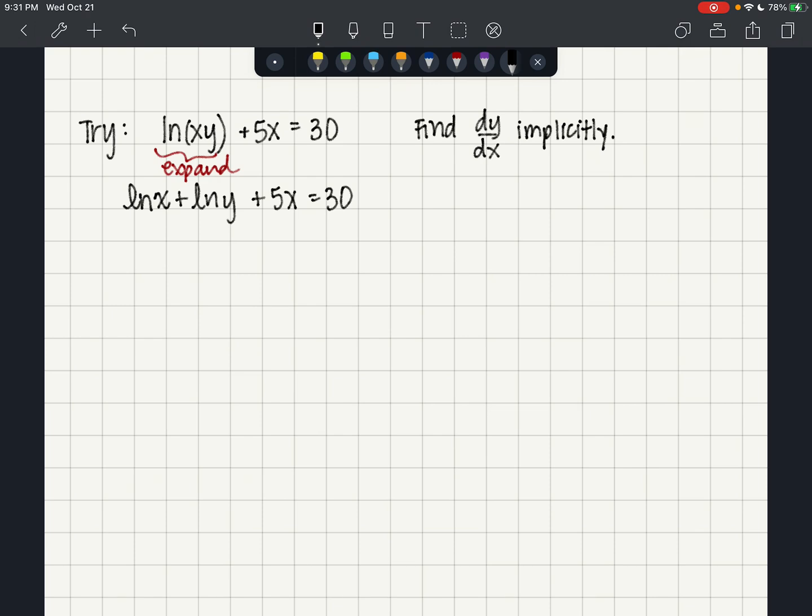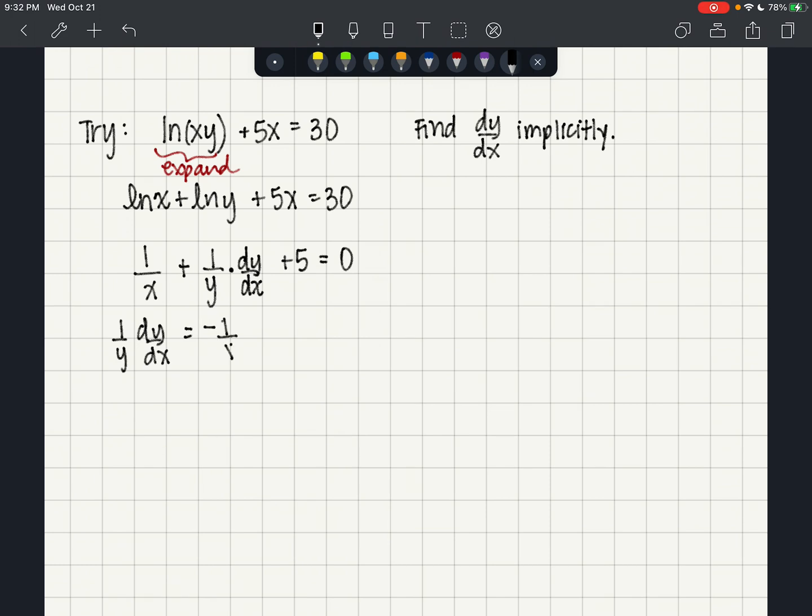Okay, welcome back. If you haven't left, make sure that you press pause. So 1 over x plus the derivative of natural log of y is 1 over y times the derivative of y, which is dy/dx, plus the derivative of 5x with respect to x is 5, and the derivative of a constant is 0. I'm going to isolate the 1 over y dy/dx on one side of the equation.